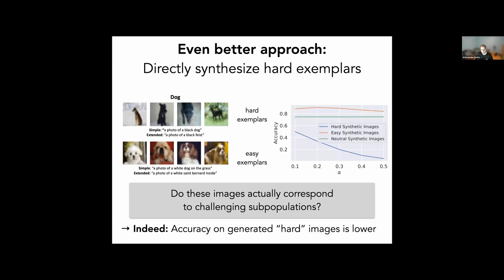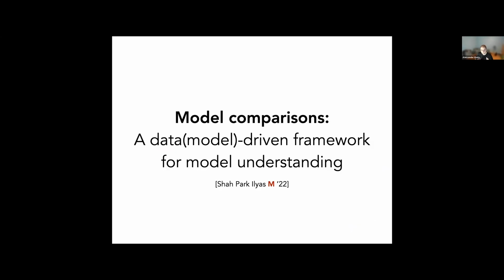And the question is how does it work? And the answer is, it works actually well. Essentially, the more you bias it towards the hard direction, the more successful the intervention is. Okay, so that's very quickly the first tool I wanted to bring to your attention.